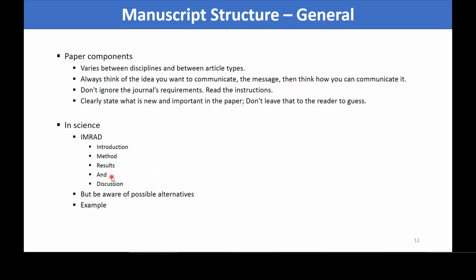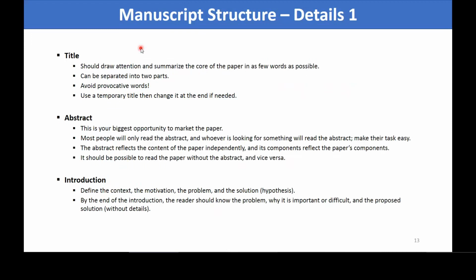For the main parts of the manuscript, before the introduction you have to have a title and abstract. The title should draw attention and summarize the core of the paper in as few words as possible. That's the key point: the title should be as short as possible, but complete. If you cannot convey the core of the paper in one line, then it's okay to move to the next line. But if you can fit it in one line or half a line, please do that. Most often it is possible, more often than most of us think. It's an art, but an important art, because this is the main attraction to your paper.